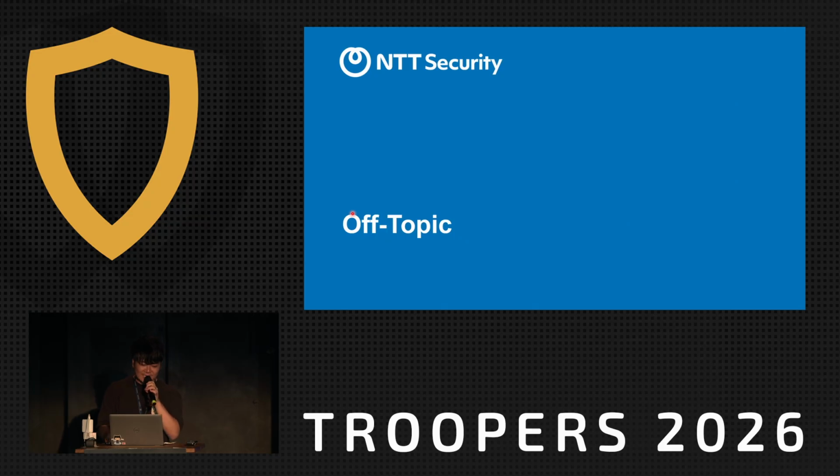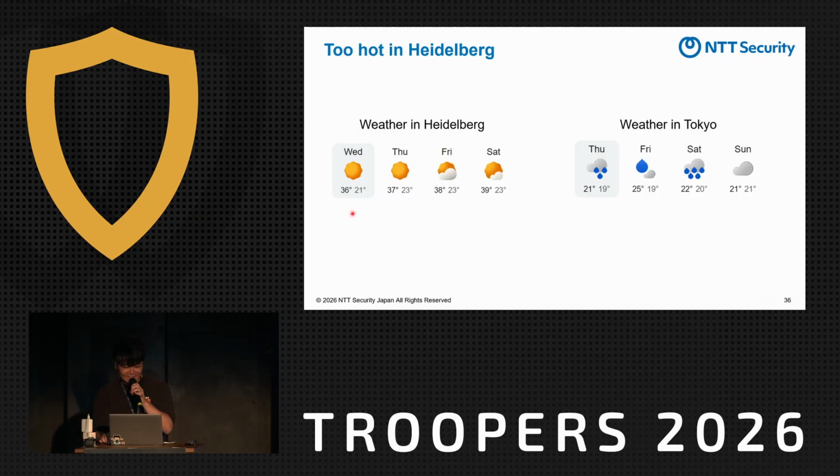So we have passed the most boring parts. I'm going to some off-topic slides. And isn't it incredibly hot in Heidelberg? Tokyo is famous for its heat too, but due to the influence of a typhoon, it actually seems cooler there right now than Heidelberg.